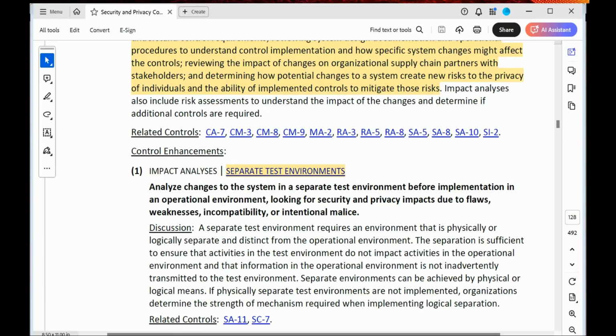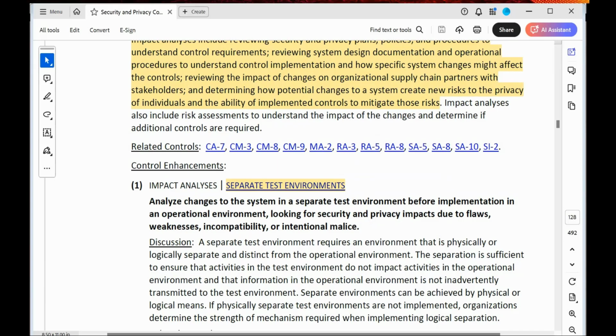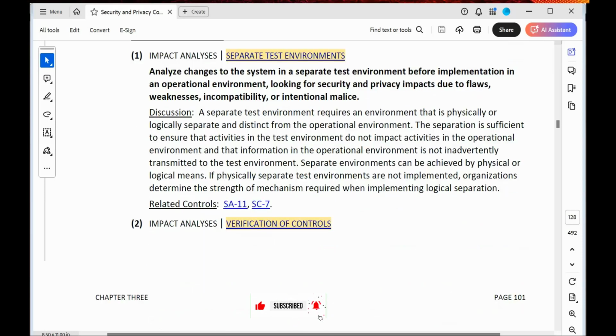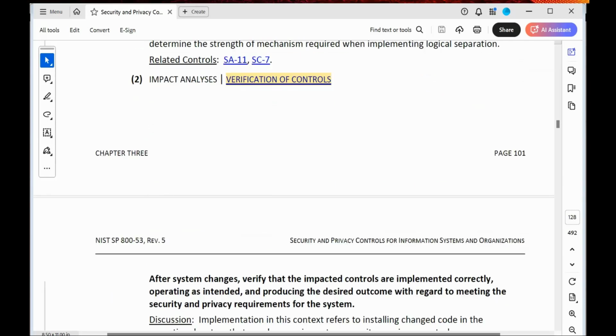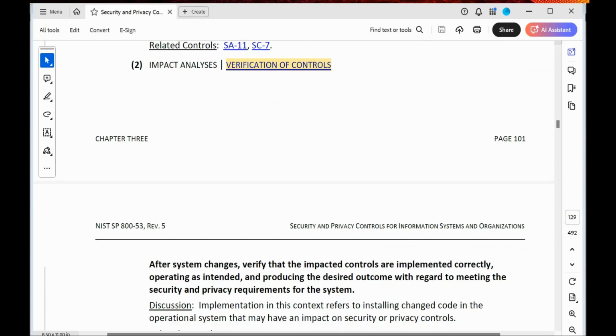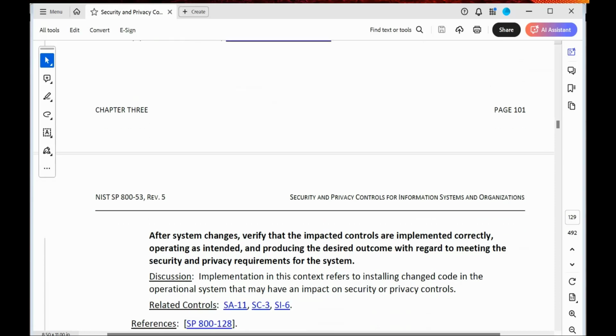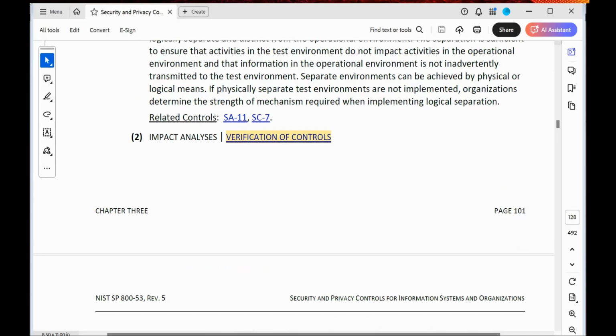This control has two control enhancements. The first enhancement here is the separate test environment, which is self-explanatory because you have to have a separate testing environment to test any proposed changes before you implement those changes in the production environment. And enhancement 2 is talking about verification of control. This is after you have implemented the control, you verify that all the impacted controls are implemented correctly or readjusted correctly in order not to introduce any unnecessary control weaknesses into the system.